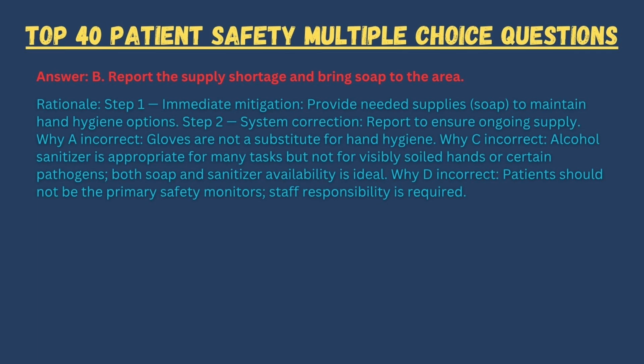Rationale. Step 1. Immediate mitigation. Provide needed supplies, soap, to maintain hand hygiene options. Step 2. System correction. Report to ensure ongoing supply. Why A incorrect? Gloves are not a substitute for hand hygiene. Why C incorrect? Alcohol sanitizer is appropriate for many tasks, but not for visibly soiled hands or certain pathogens. Both soap and sanitizer availability is ideal. Why D incorrect? Patients should not be the primary safety monitors. Staff responsibility is required.